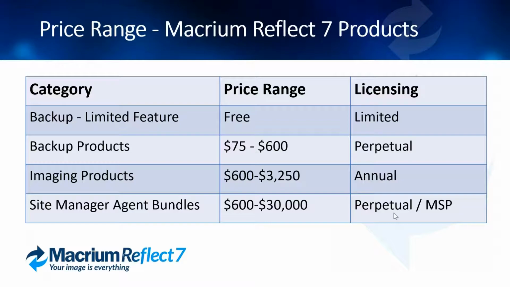And then the agent bundles, of course, are significantly cheaper because you're buying them in bulk. We sell them in increments of 10, and the discounts get higher the further up in quantity you go. So as you can see, it goes from $600 to $30,000. A $30,000 sale in a bundle would be 1,000 PCs, but 10 PCs would be $600.